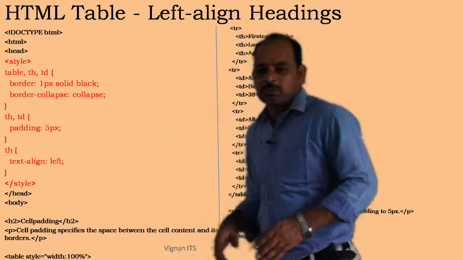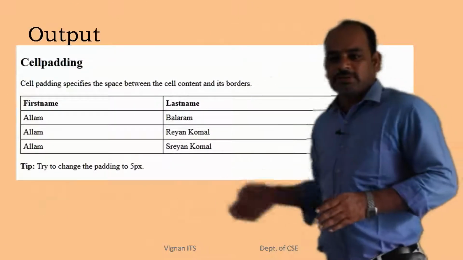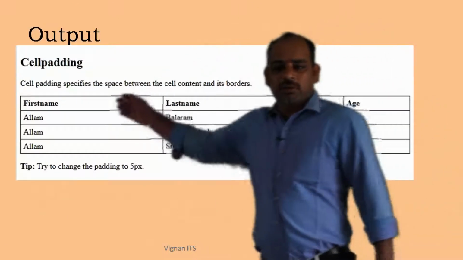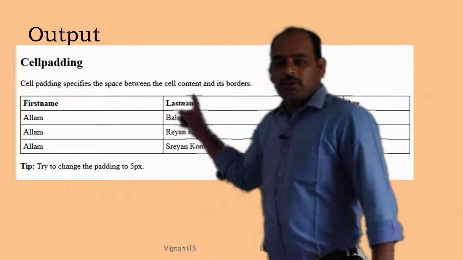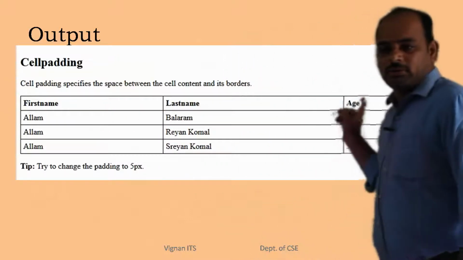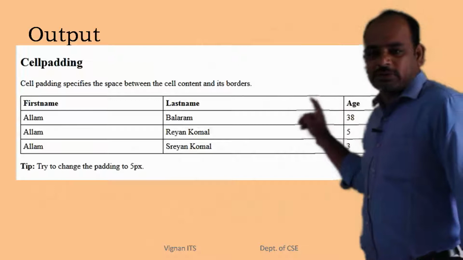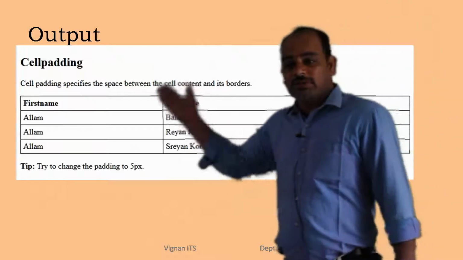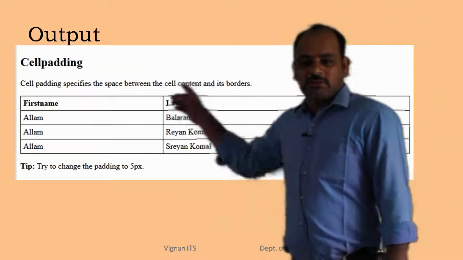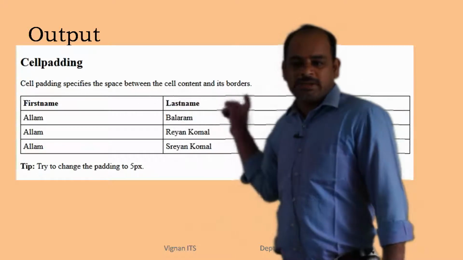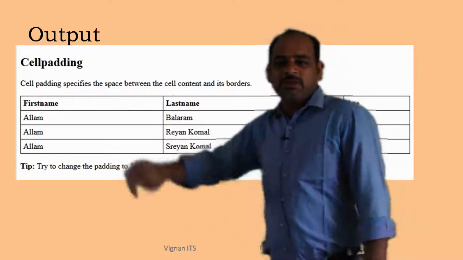Now you can see in the output, and the remaining things are the same. Now you can see here the column headings, first name, last name, and age. These are aligned to the left. In the previous tables, these column headings were in the middle of the cell. Now they are at the left end of the cell here.